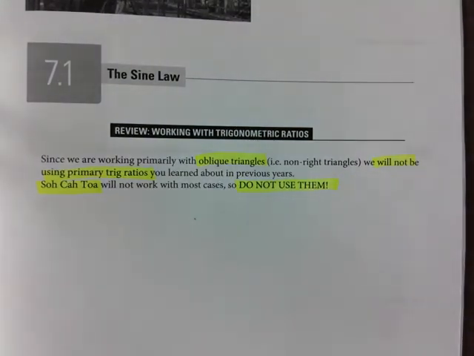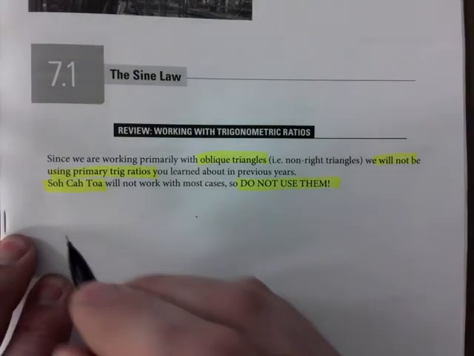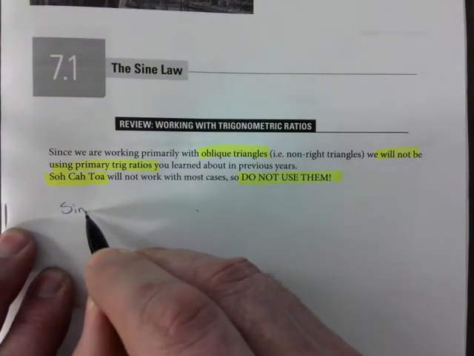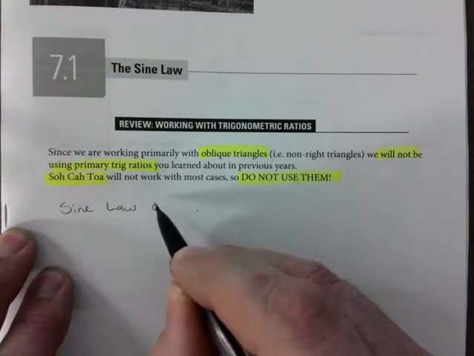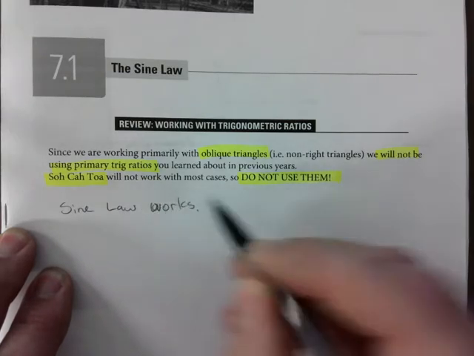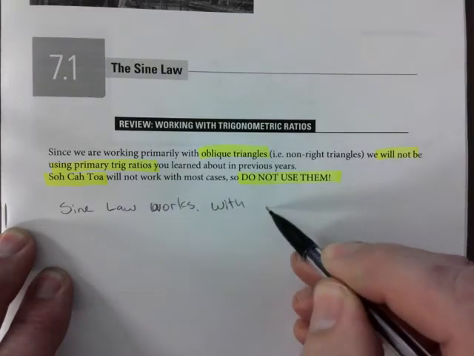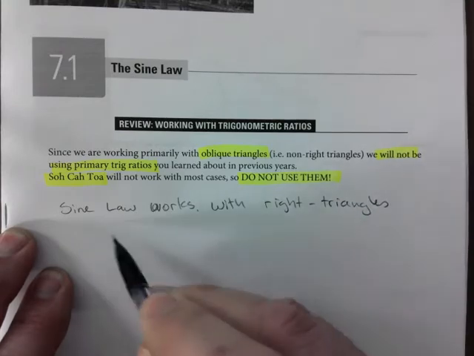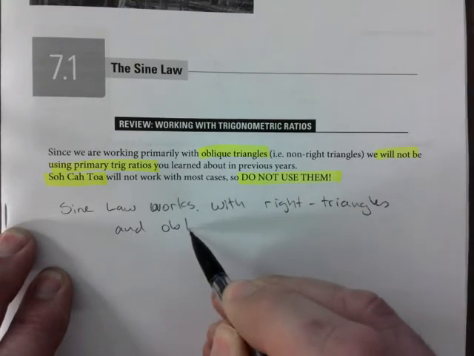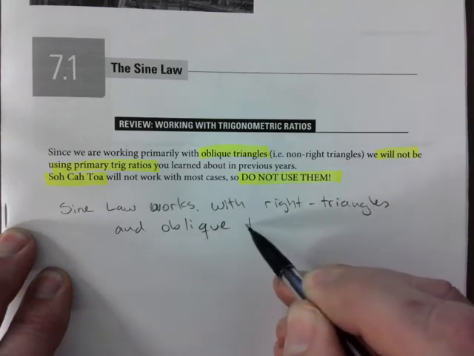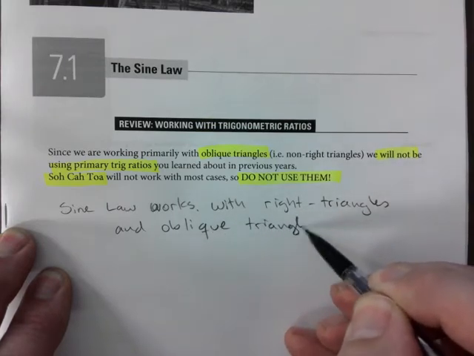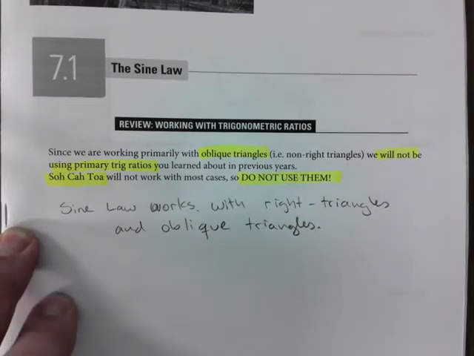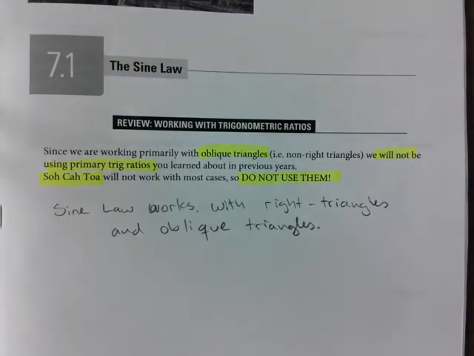There are instances where that is an option, but I would say don't do it, because sine law works for all types of triangles, okay? I will put this down. Sine law works with right triangles and oblique triangles. That's the beauty of sine law. It works with right triangles and it works with oblique triangles.